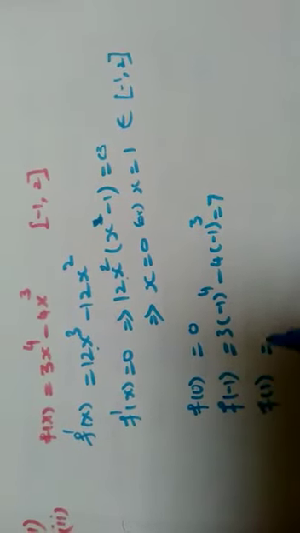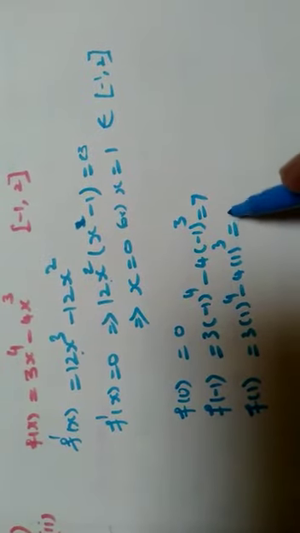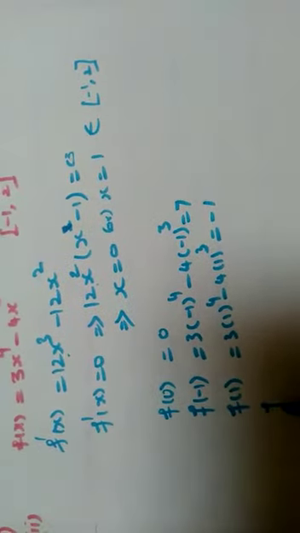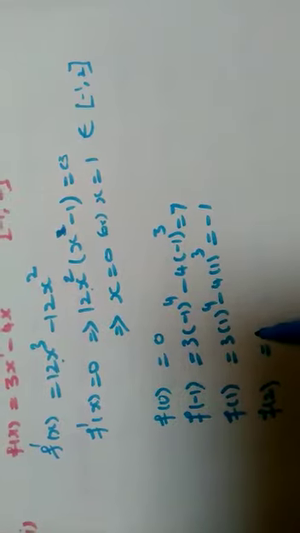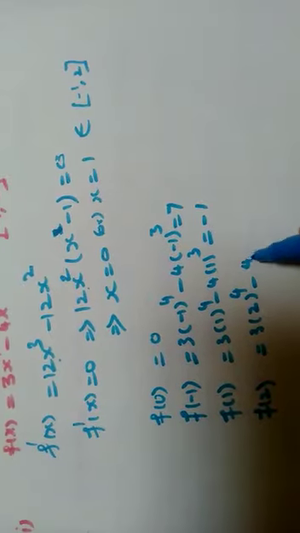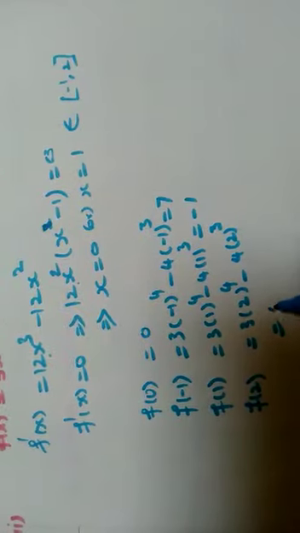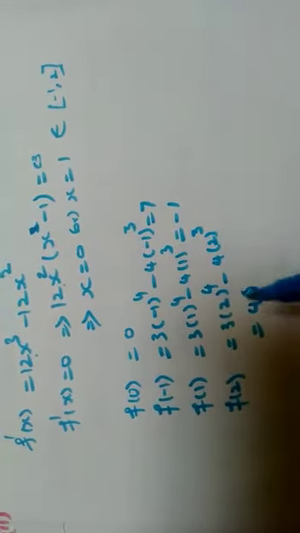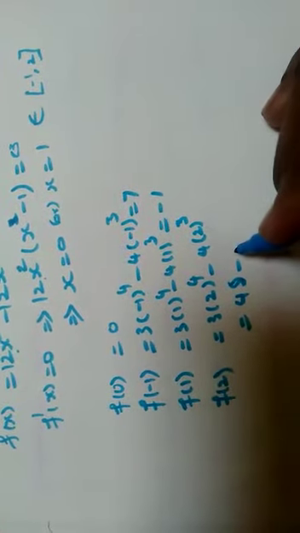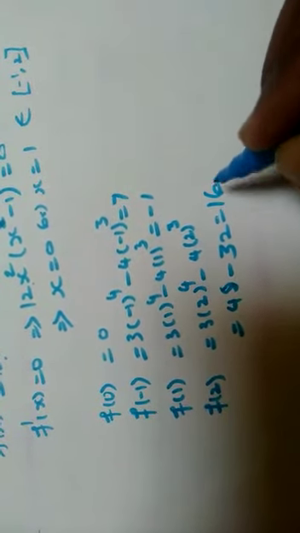Then f(1) = 3 into 1^4 minus 4 into 1^3. So 3 minus 4, we get minus 1. Then f(2) = 3 into 2^4 minus 4 into 2^3. So 2^4 into 3 is 48. Minus 4 into 2^3 is 32. Then simplify, you get 16.